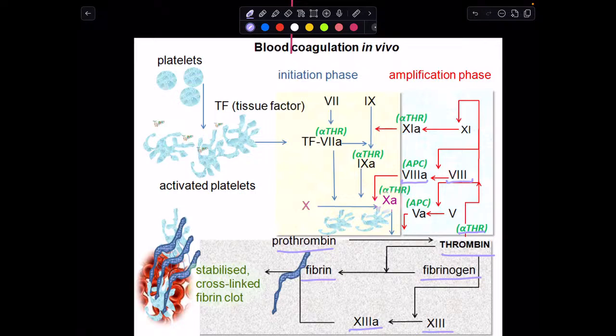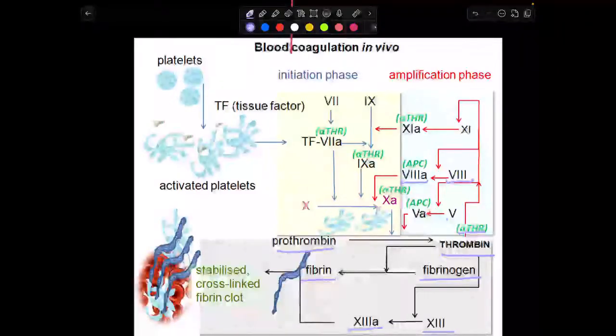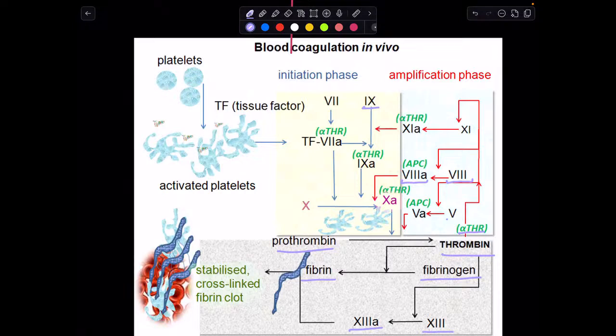That's correct. Thrombin activates factor 8 to 8A. Activated factor 8 then combines with 9A to form the tenase complex, which is essential for amplifying the clotting cascade. Okay, so 8 to 8A, which combines with 9, and so that becomes 9A.